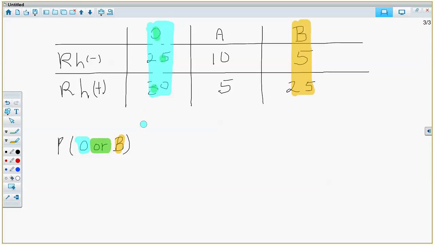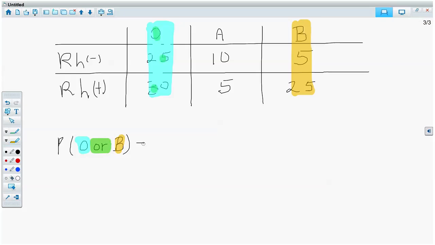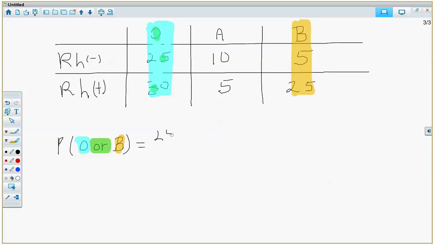All right. Now what do we do? Well, where's the overlap? We have to subtract the overlap. Is there an overlap? Do the colors overlap? No. Then you just add everything. 25 plus 30 plus 5 plus 25. Now what's it all over? The total is 100, right? And that's your answer. 85 over 100. Somebody check me.